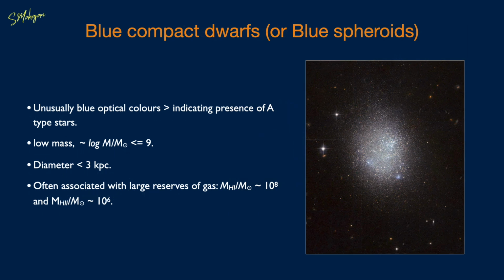Despite similar morphology to the dwarf spheroidals, the blue compact dwarfs, or the BCDs as they are commonly known, are extremely blue star-forming galaxies associated with the presence of a lot of gas. Morphologically speaking, sometimes they are also referred to as the blue spheroids in the literature. These systems are a relatively new discovery and are very interesting objects. Let's dive a little bit deeper into their properties.